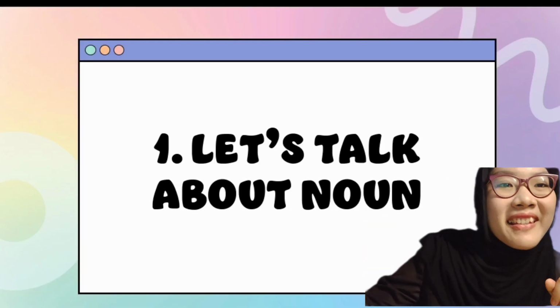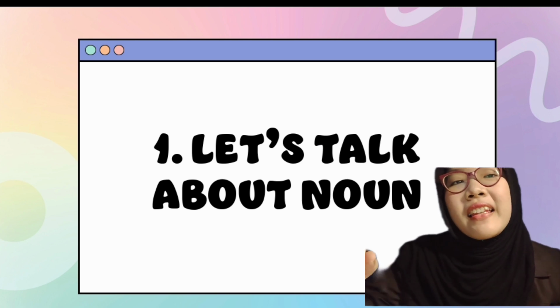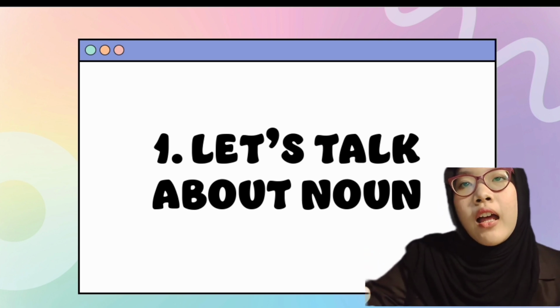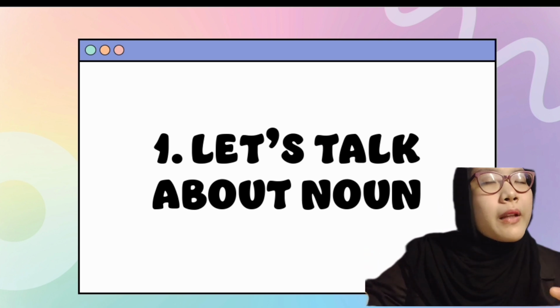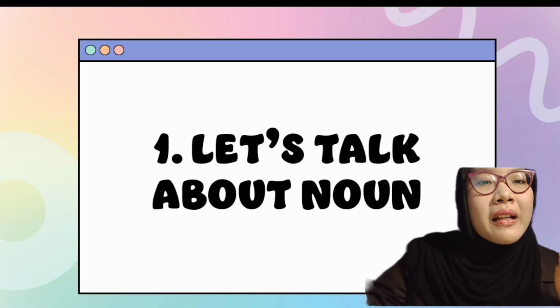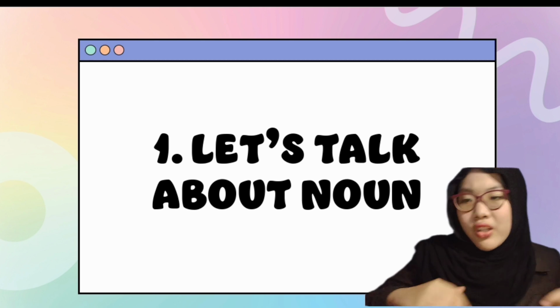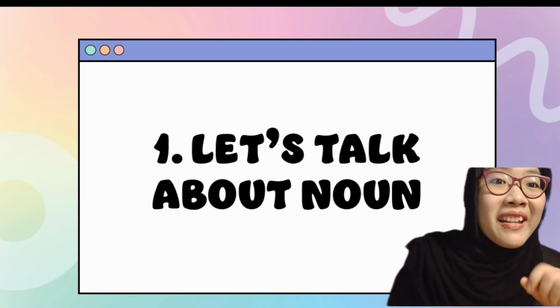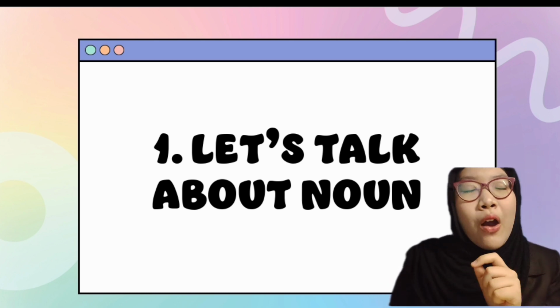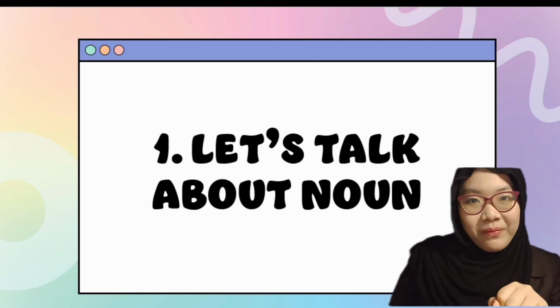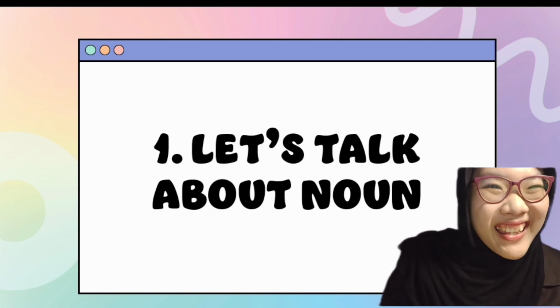The first one is noun, ladies and gentlemen. Noun means kata benda. You know that actually at the first place I thought that noun is like the real benda, such as table, chair, glasses, something like that. But actually noun is beyond that. So let's go, we learn together.